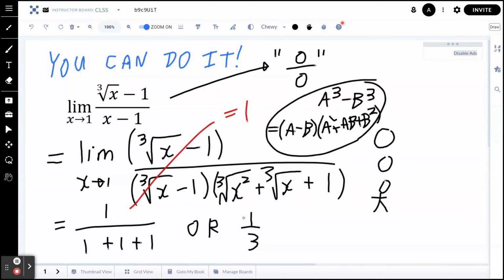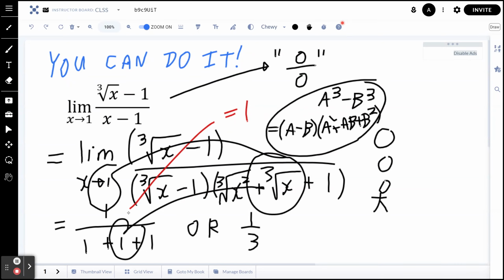Again, make sure you can follow the mechanical steps. When I plug in 1 in here, I'm essentially taking 1 times 1, which is 1, the cube root of 1, which is 1. And likewise, when I plug in 1 into here, I take the cube root of 1, which will give me 1. And of course, I copy that last plus 1.